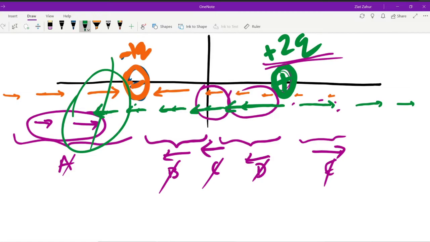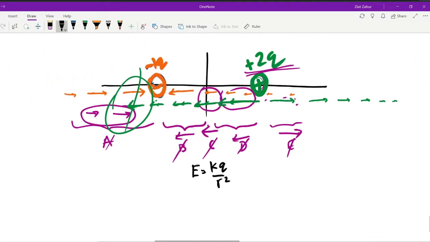Whoa. All right. Now we can do it with variables or equations as well. Remember, E is equal to kQ over r squared. In order for the two electric fields to cancel each other out, the magnitude of E1 must equal the magnitude of E2. Okay, this ratio.